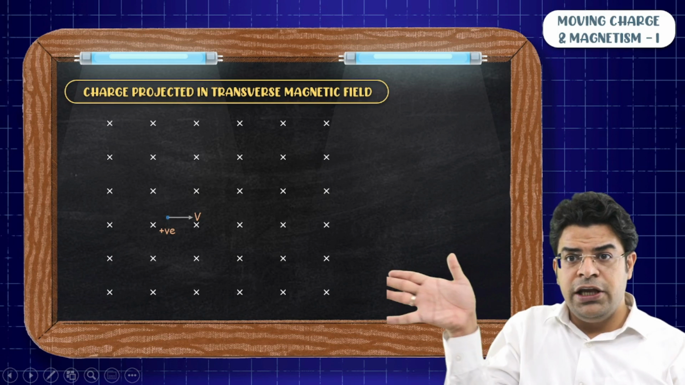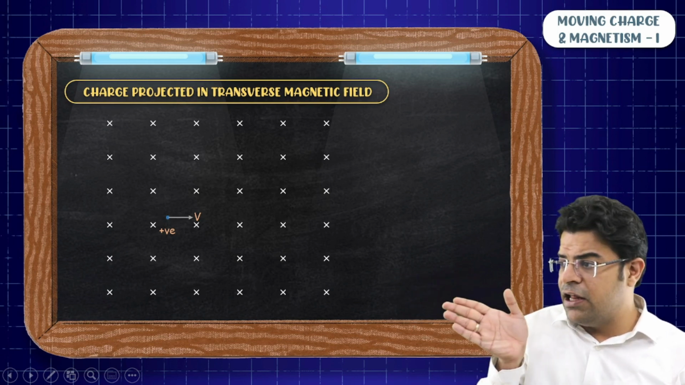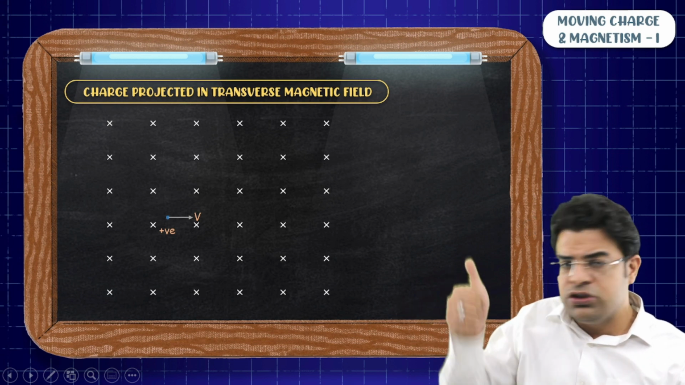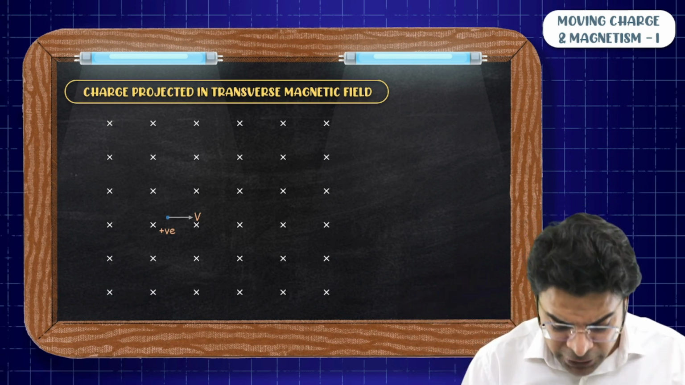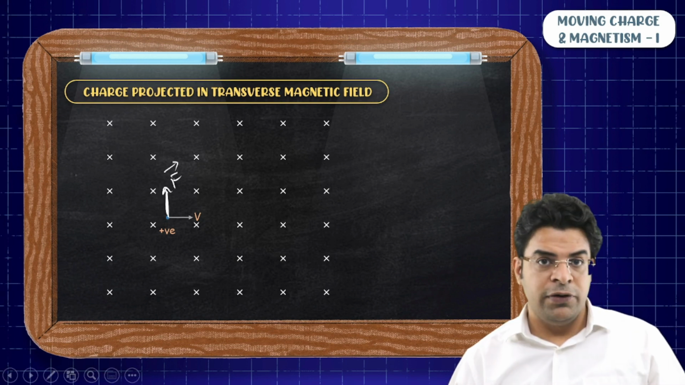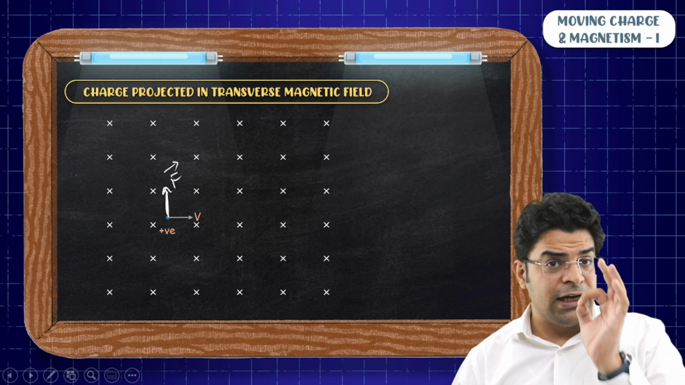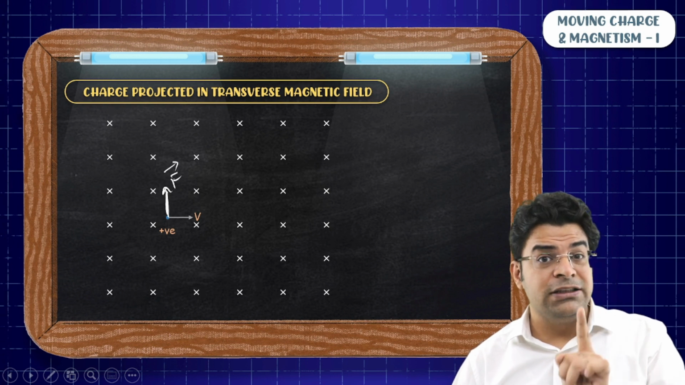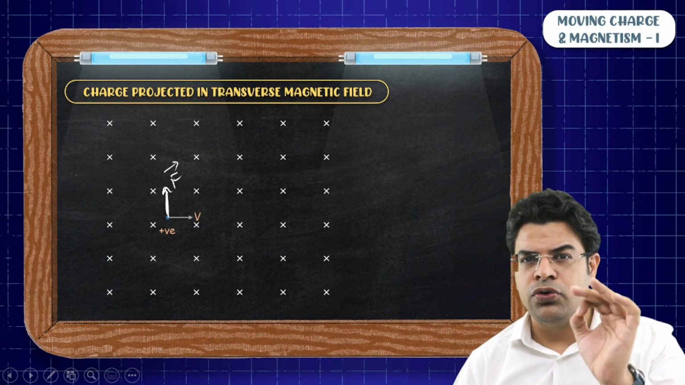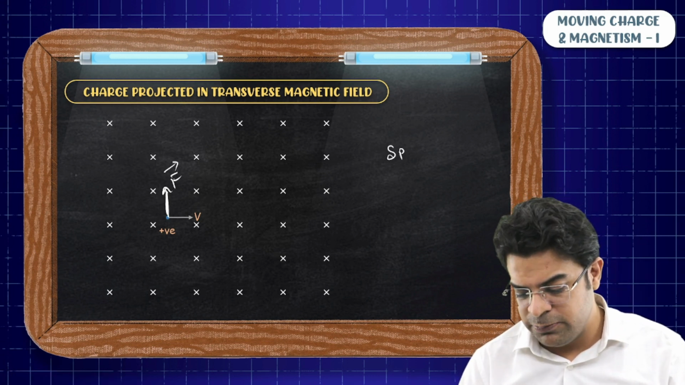So sir, V, align the finger of the right hand in the direction of V, curl the fingers towards B, which is into the screen, V cross B, the force comes out to be upward. So at this particular instant, the direction of force on the charged particle is upward. And we know that this charged particle is going to do such a motion in which its speed will be constant.